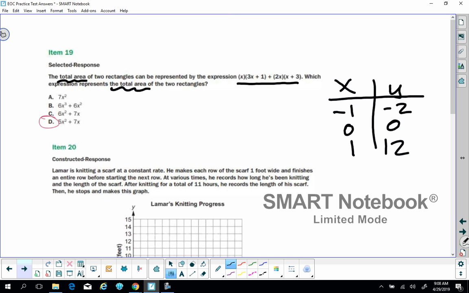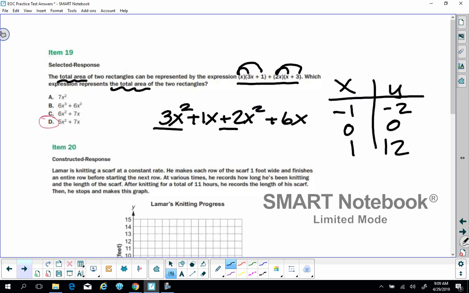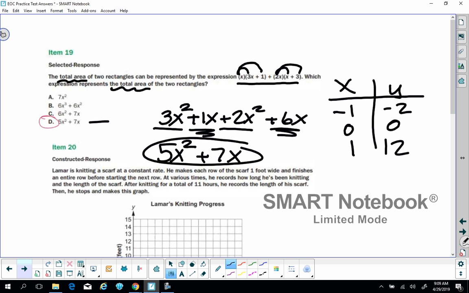19, you can do table twinsies, or I can multiply. So x times 3x is 3x squared. X times 1 is 1x. And I do the other one. 2x times x is 2x squared. And 2x times 3 is 6x. Then I combine like terms, so I can see, okay, 3x squared plus 2x squared, they have the same last name, is 5x squared. And then 1x plus 6x is 7x. So I know that one's my answer.